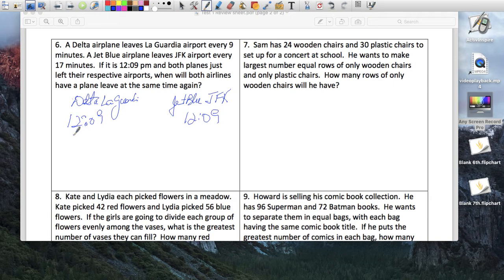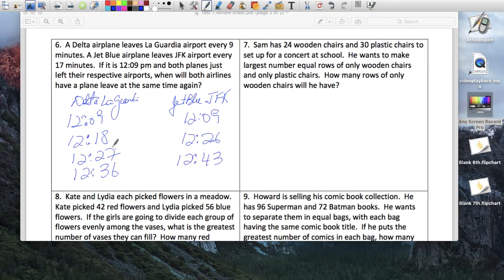Well, we can do it this way. LaGuardia is every 9 minutes. Another Delta airplane will fly out at 12:18. Another 9 minutes will be 12:27. Another 9 will be 12:36, and so forth. JetBlue is every 17, so 12:09 plus 17 minutes will be 12:26. Another 17 minutes will be 12:43.